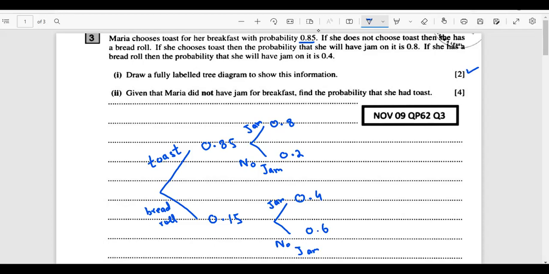Once you have this probability diagram in front of you, the interpretation of the given information is very, very easy. Otherwise it was very difficult. Even I was not able to understand what exactly they were trying to tell. But once you have everything in front of you, things get very easy. Let's talk about the second part. I was interested in this one. Given that Maria did not have jam for breakfast, find the probability that she had toast. You need to find this probability, and given that is that she did not have jam.